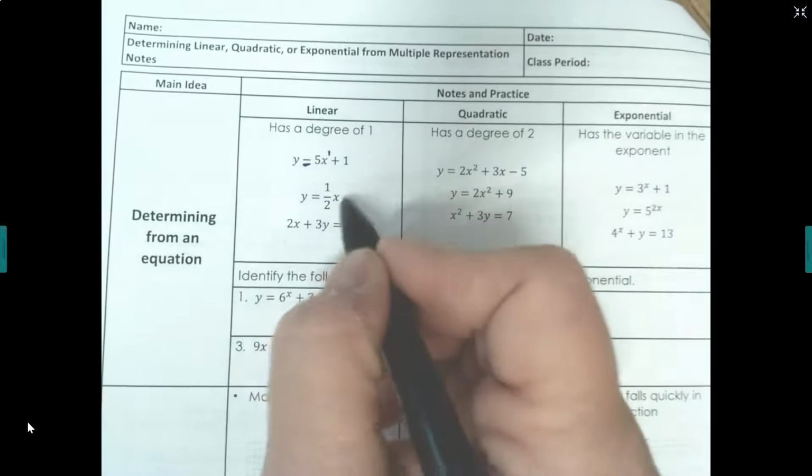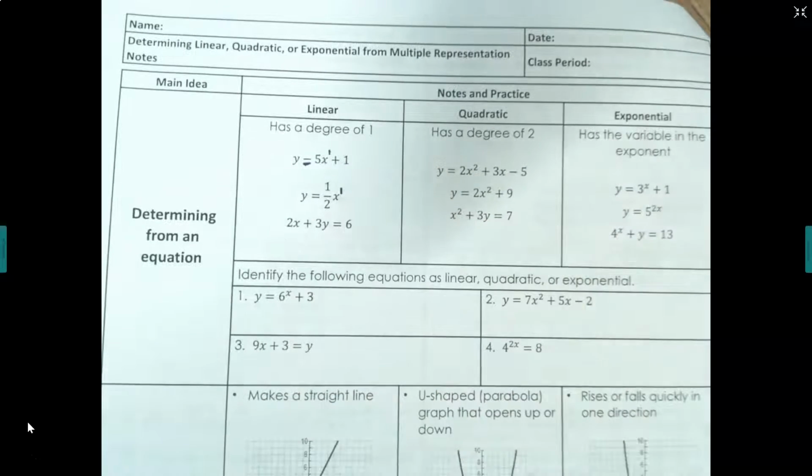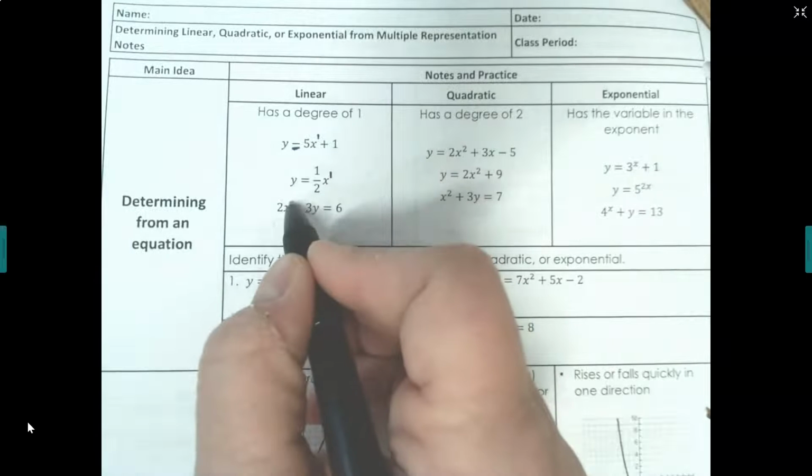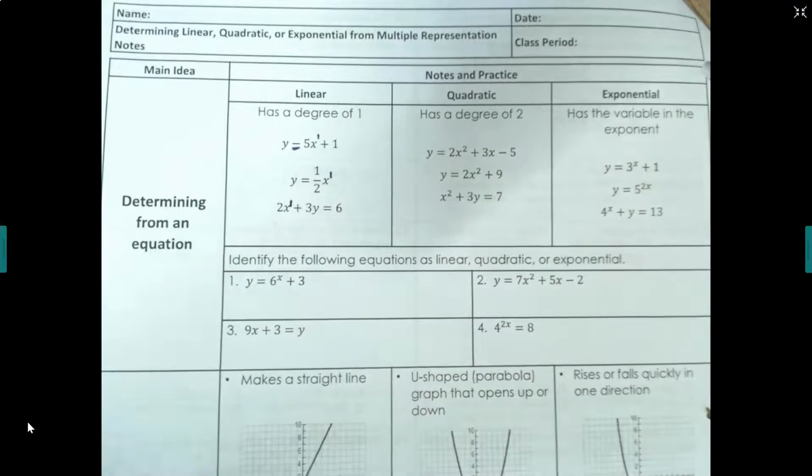This is y equals 1/2 x. X is to the first, linear. 2x plus 3y, we're really looking at just our x value here. X is to the first, so it is linear.